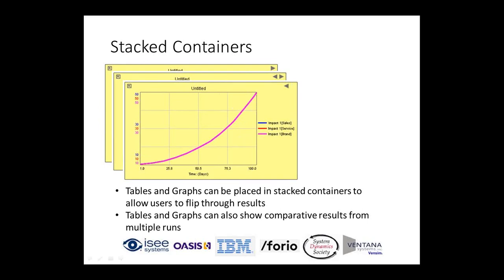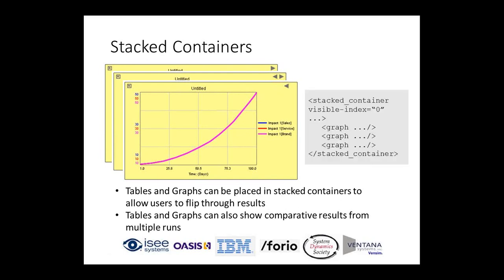And so that's how stack containers work. Inside of stack containers can be tables and graphs. So this is how a stack container is represented within XMILE. We use a stack container tag, which has all of its associated position and sizing properties. I've left those out just to save space here. It adds the visible index, so by default, which view is visible. And this stack container here with 3 graphs would be represented using 3 graph tags inside of the stack container.